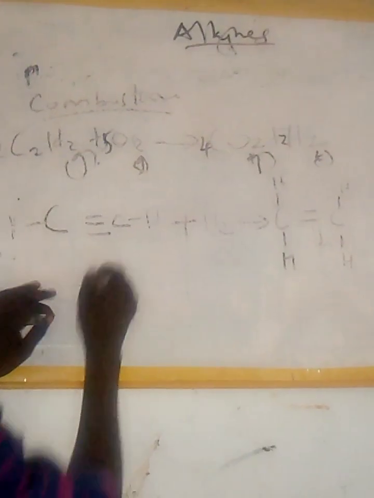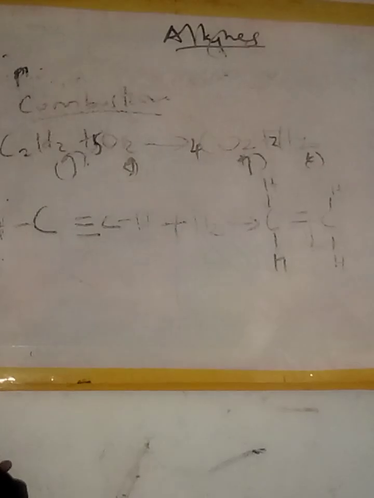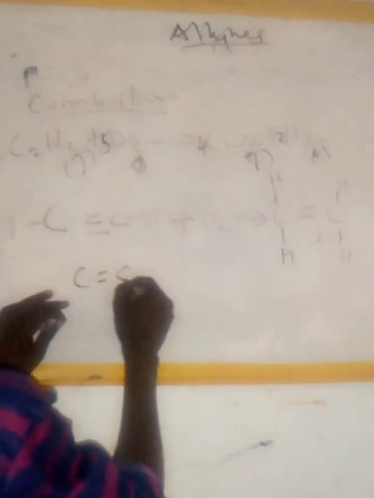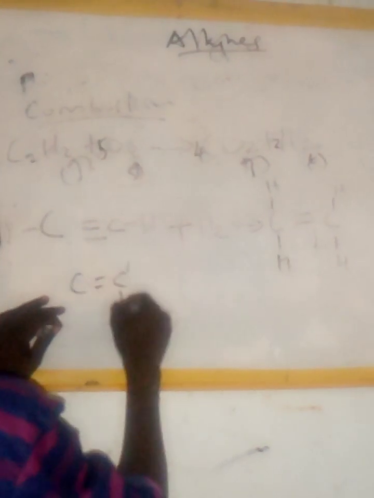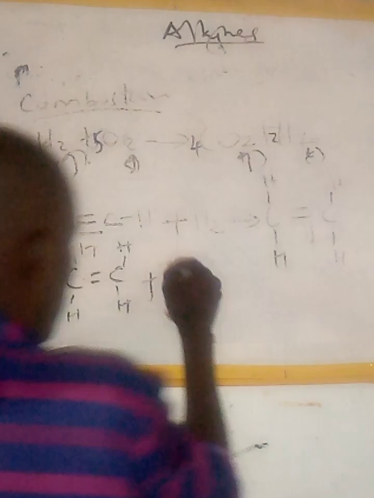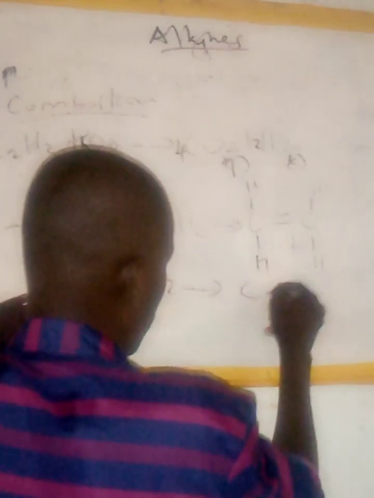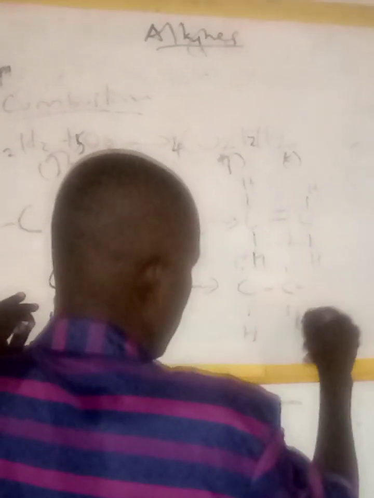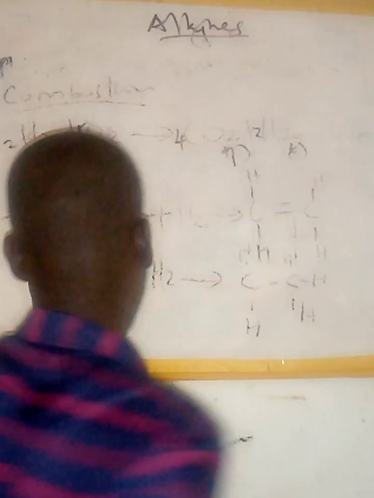So this alkene will be broken further to an alkane. When you add that one, it will now be an alkane, and that one is ethane. So that is now a complete reaction of addition reaction. That is what they normally ask there.